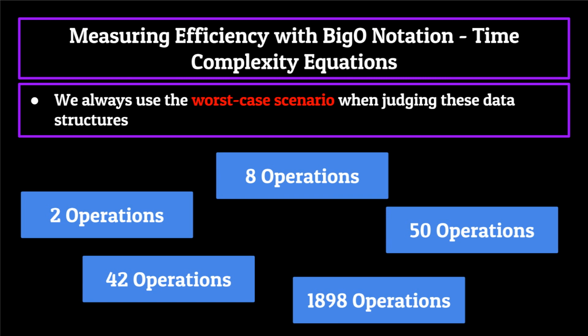Also, an important thing to note here is that we always use the worst case scenario when judging these data structures. This is because we always want to prepare for the worst and know which data structures are going to be able to perform under the worst conditions. You'll see what this means in greater detail a little later on once we start putting this into practice, but for now just keep in mind that when judging data structures, we always use the worst case scenario.